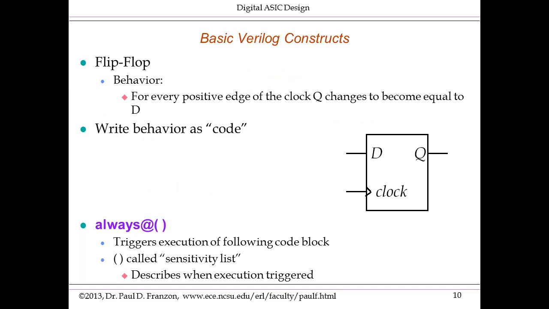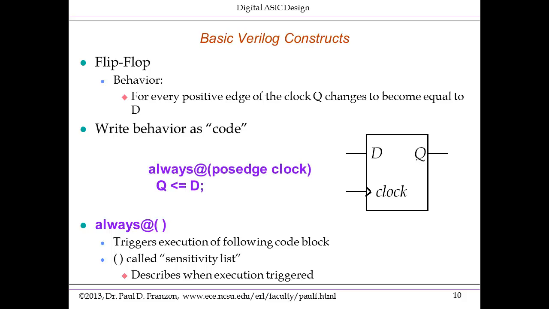So let's introduce you to one basic Verilog construct, that is how to describe a flip-flop. Now if you think about it, and were asked to describe the behavior of a flip-flop in English, you would say something like this statement here. Let's see, for every positive edge of the clock, Q becomes equal to D. That's the behavior of a flip-flop in English. Well, of course, code is just logically precise English captured to a formal syntax. So let's capture this behavior as code.